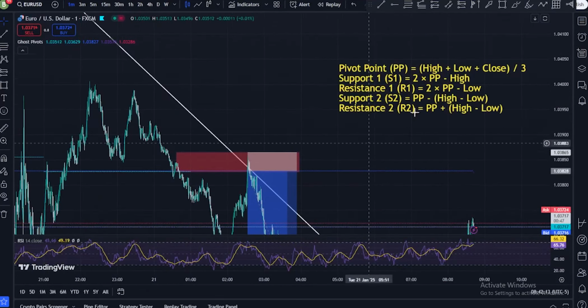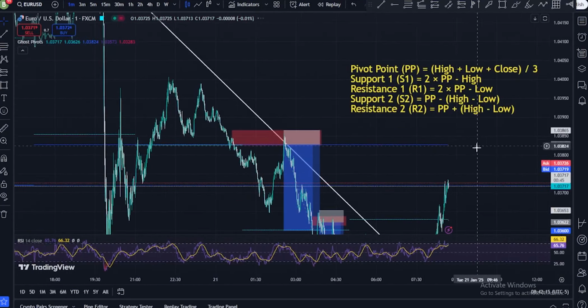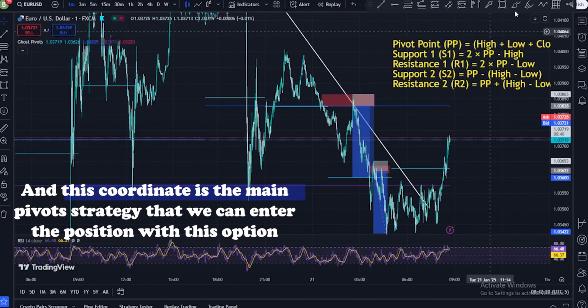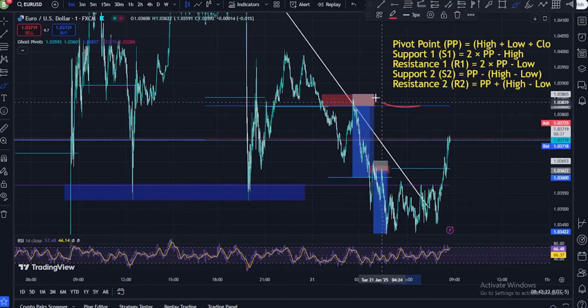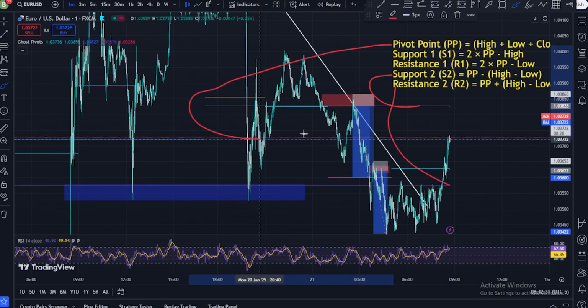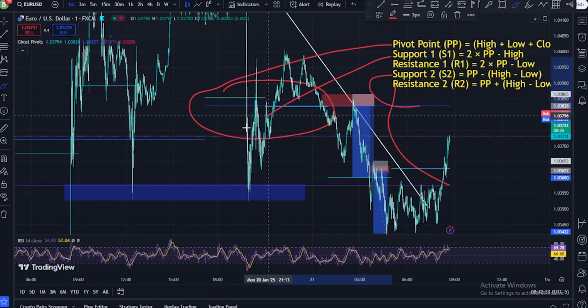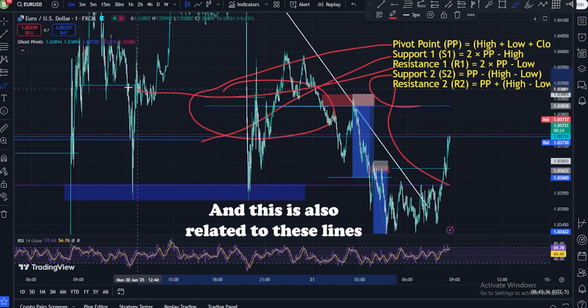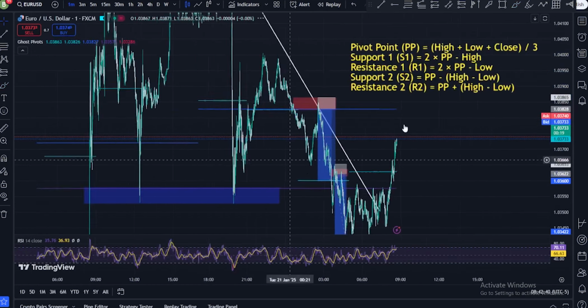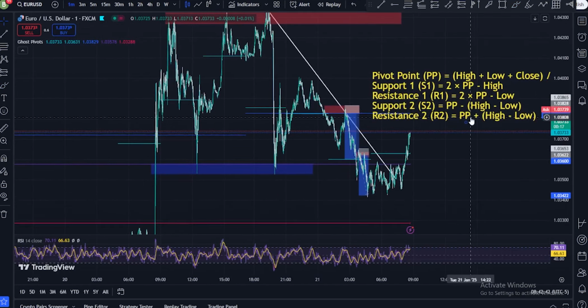2. The strategy setup. A. Identifying pivot points and ghost pivots. 1. Calculate traditional pivot points using the previous session's high, low, and close. Pivot point PP equals (high plus low plus close) divided by 3. Support 1, S1, equals 2 times PP minus high. Resistance 1, R1, equals 2 times PP minus low. Support 2, S2, equals PP minus (high minus low). Resistance 2, R2, equals PP plus (high minus low).